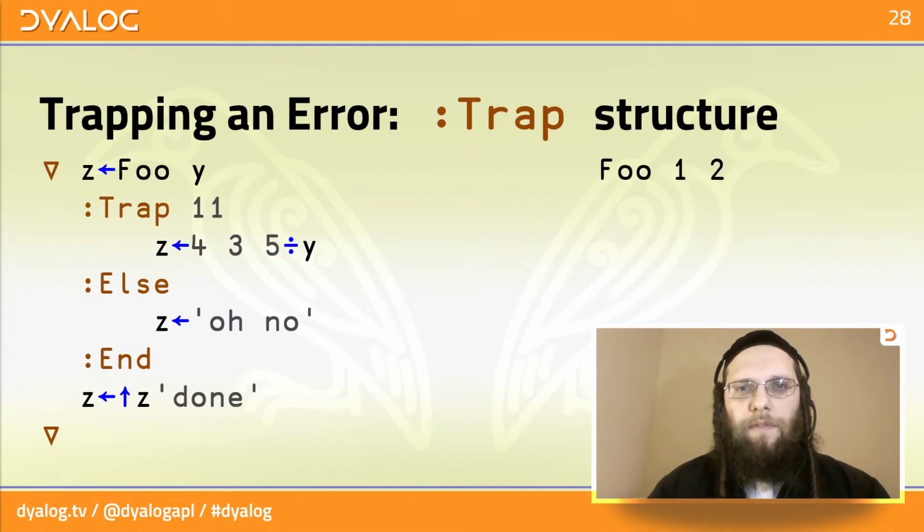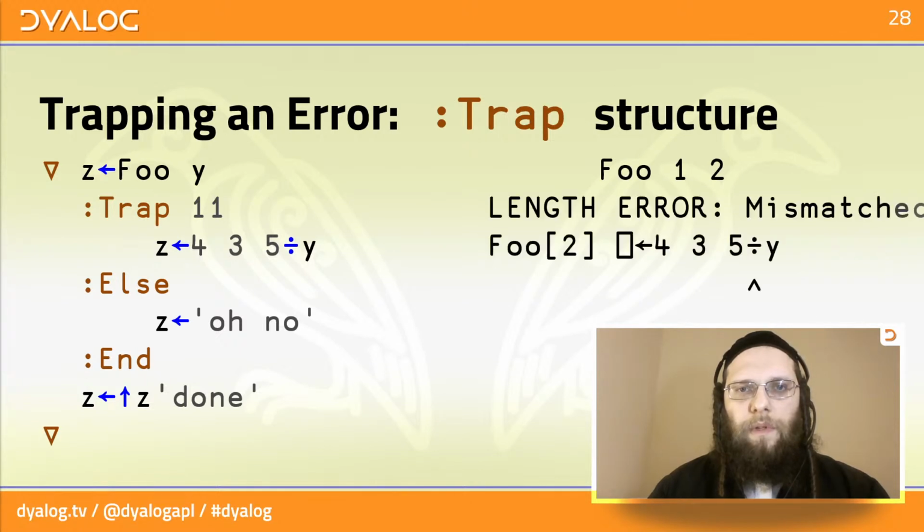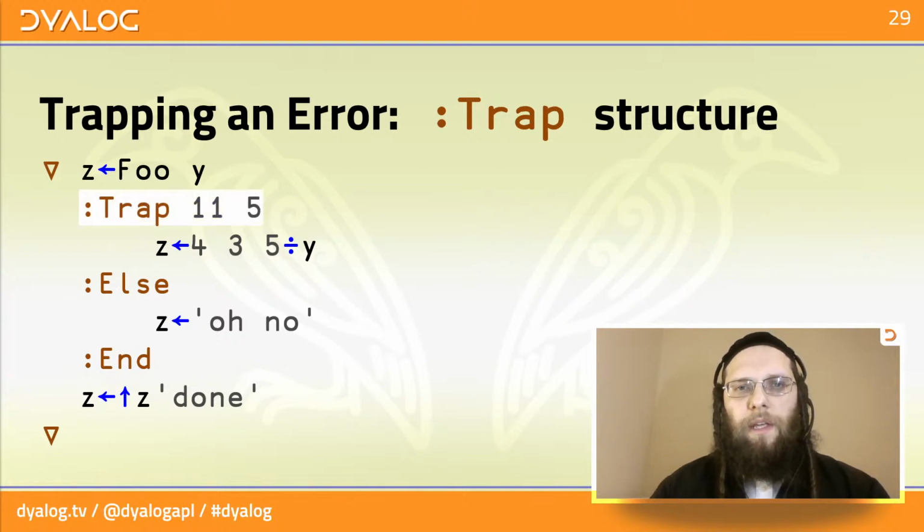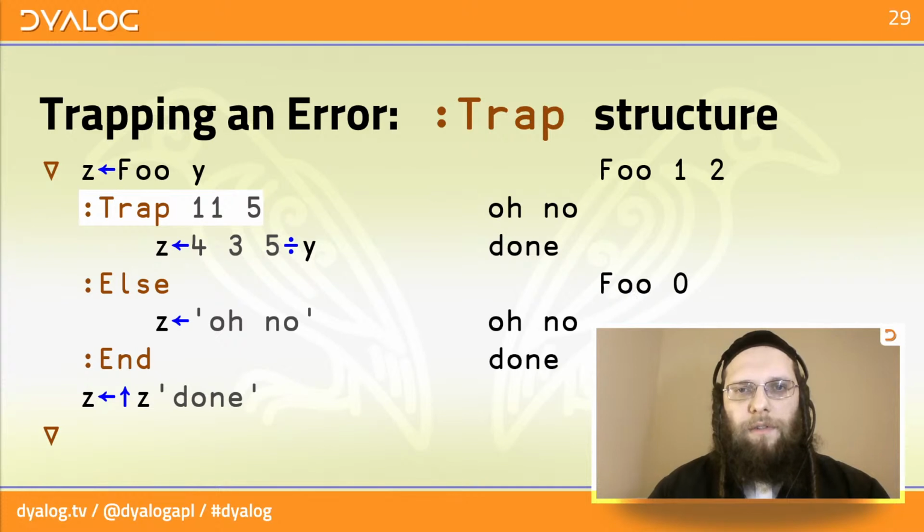What happens if we give it a 2-element vector? Then we get the length error. So we can see that the length error, which has a different error number, was not trapped, because the trap is specific to error number 11. But we can add another number to the trap statement. And now it's going to trap both types of errors.